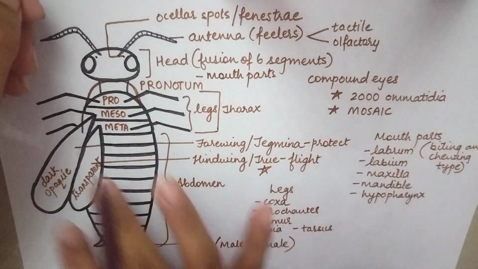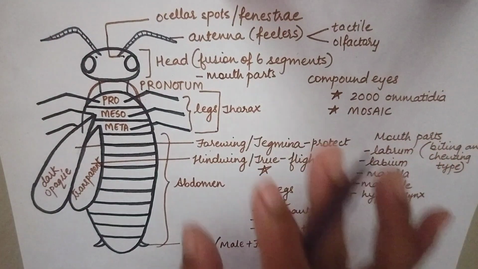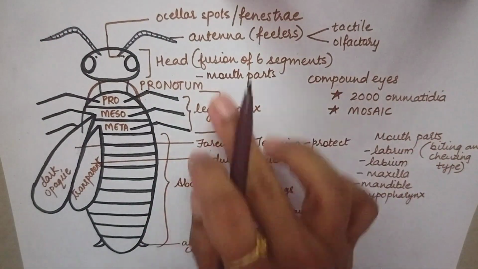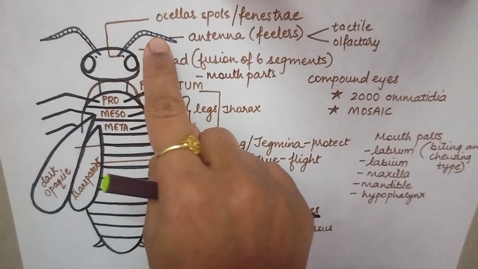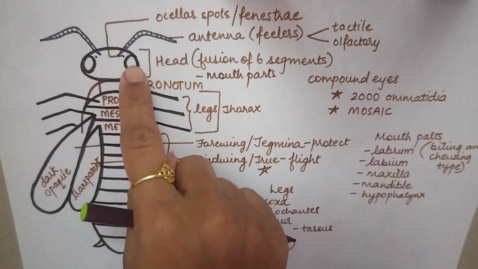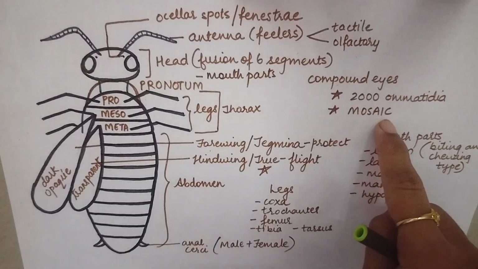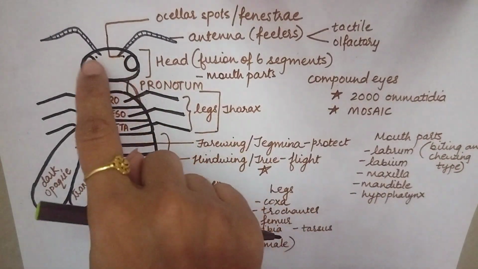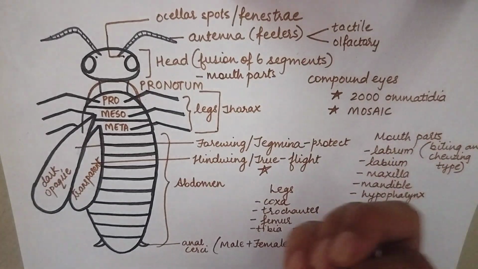So this is all about the body division of the cockroach. Just remember that the body is divided into 3 parts: head, thorax, abdomen. The head has a pair of antennae, tactile and olfactory in function. It has a pair of compound eyes which has 2000 ommatidia and forms a mosaic image. It has 2 ocellar spots or fenestrae, which are the simple eyes. They will gather the light.